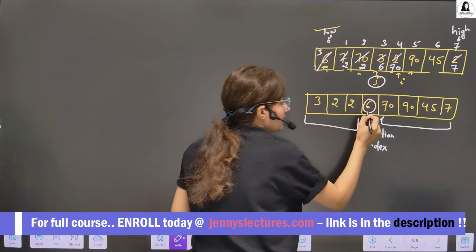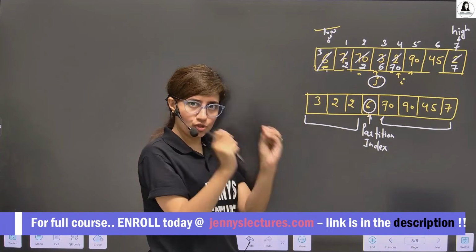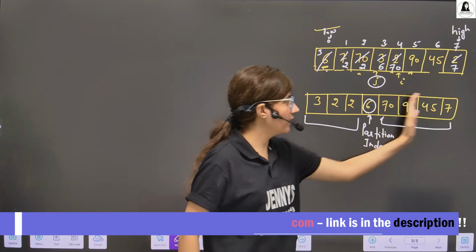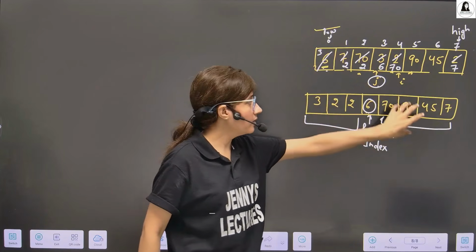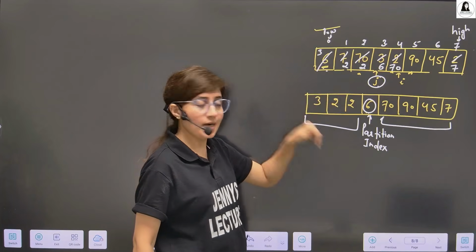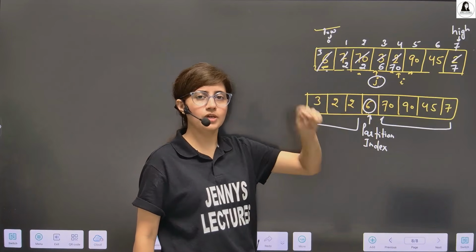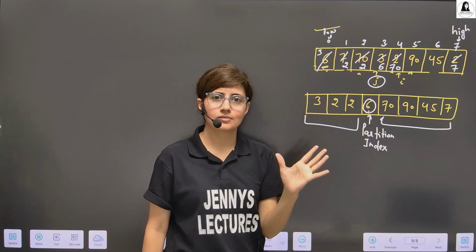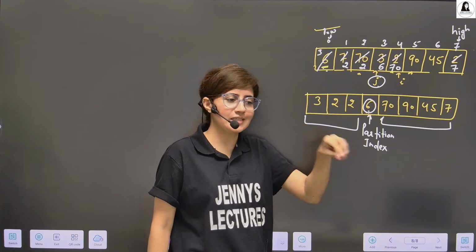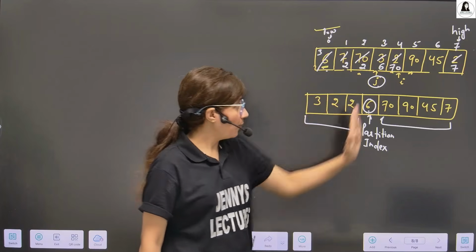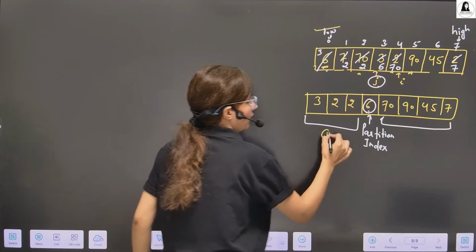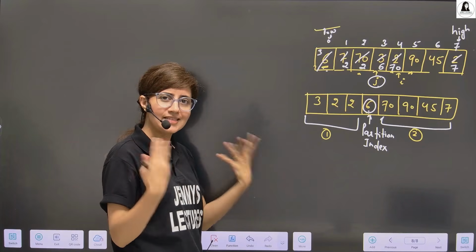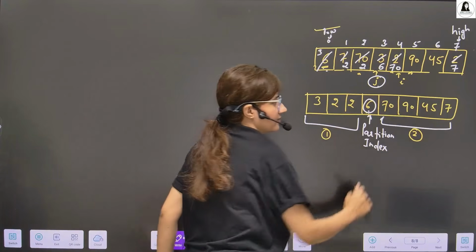Now this 6 is at its correct position in the sorted array. All the elements on the left side are less than 6. All the elements on the right side are greater than 6. We don't say that these elements are sorted, but 6 is at the correct position. After even sorting, you will get 6 here itself. So one element we have put at its correct position. Now we have partitioned this array into 2 parts, partition 1 and partition 2. Now apply the same process for this and this recursively.